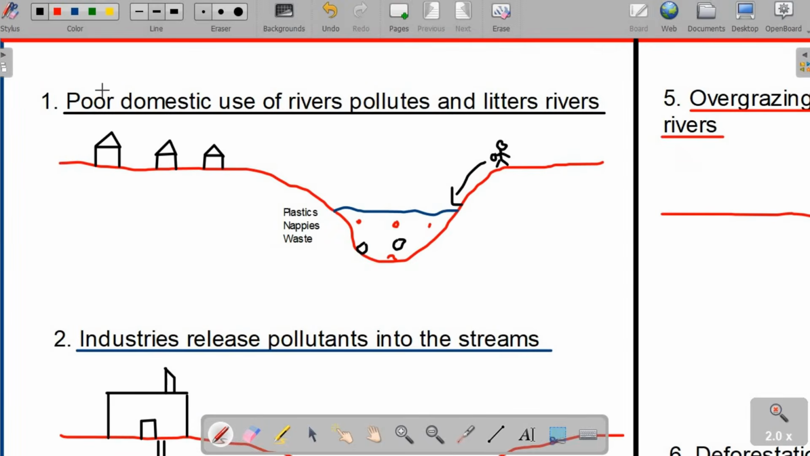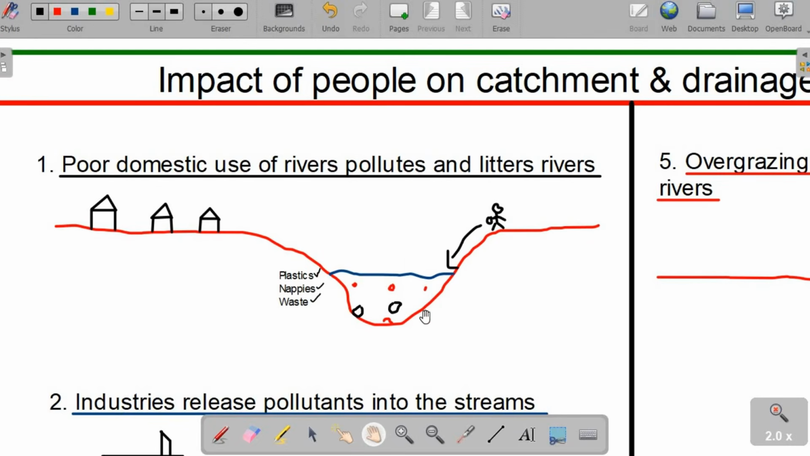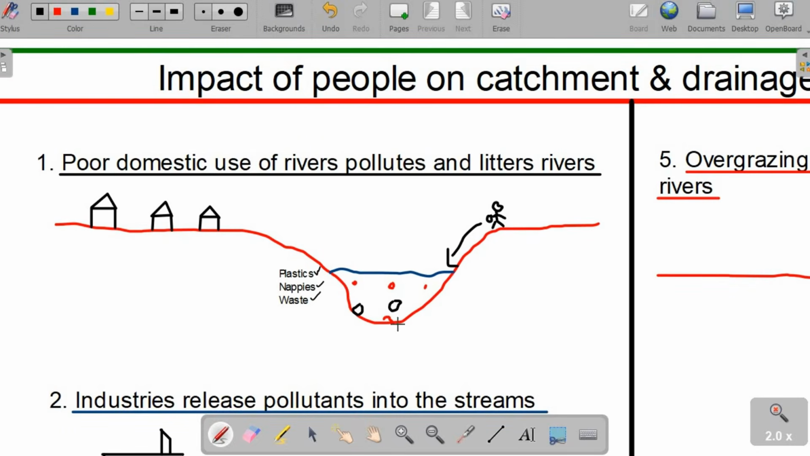Now the first point is poor domestic use of rivers pollutes and litters rivers. So what do we mean by poor domestic use? We are referring here to littering. You're going to find plastics in our rivers. Who threw those plastics there? It cannot be animals or plants, it can only be us, right? Nappies, you're going to find waste there. Can you imagine? You have a lot of items being thrown here.